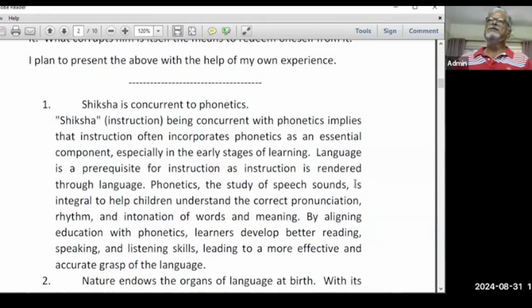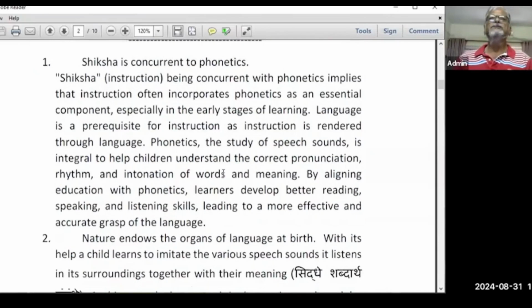Phonetics, the study of speech sounds, is integral to help children understand the correct pronunciation, rhythm, and intonation of words and meaning. By aligning education with phonetics, learners develop better reading, speaking, and listening skills, leading to a more effective and accurate grasp of the language.